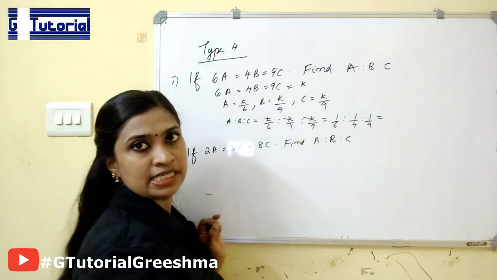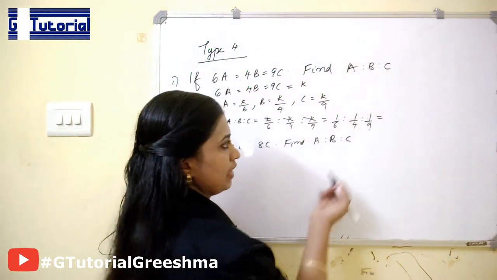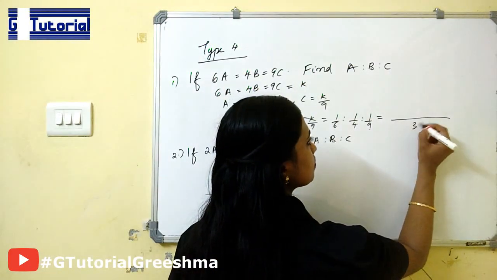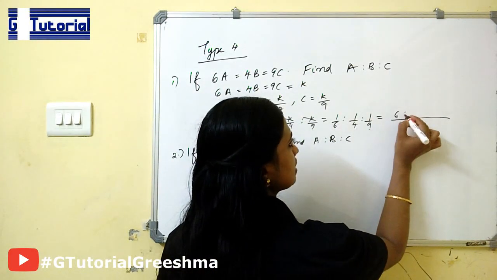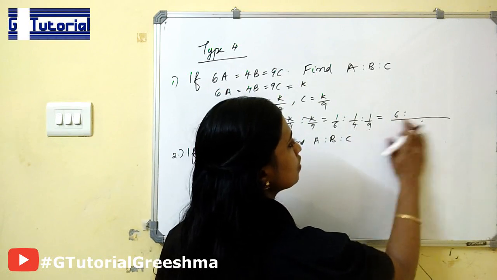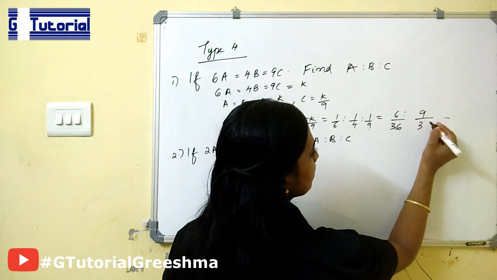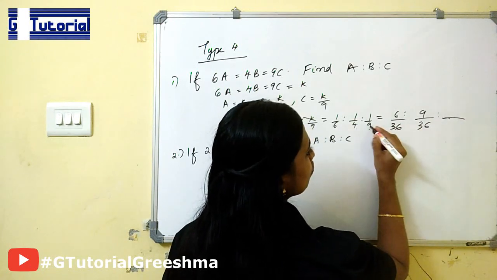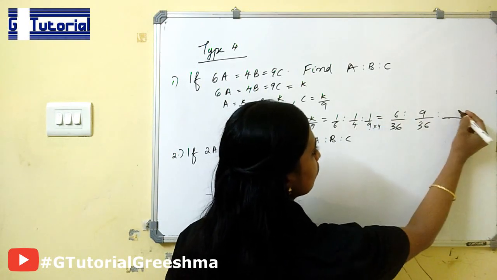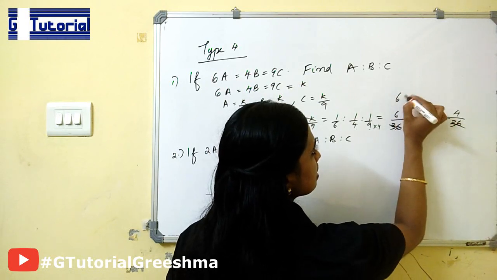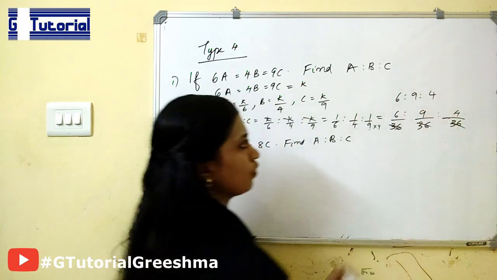Now we can take the LCM of 4, 6 and 9. LCM is 36. 6 into 6 is 36. 4 into 9 is 36. And 9 into 4 is 36. So 1 into 6 is 6, 1 into 9 is 9, 1 into 4 is 4, over 36. You can cancel 36. So the required ratio is 6 is to 9 is to 4.